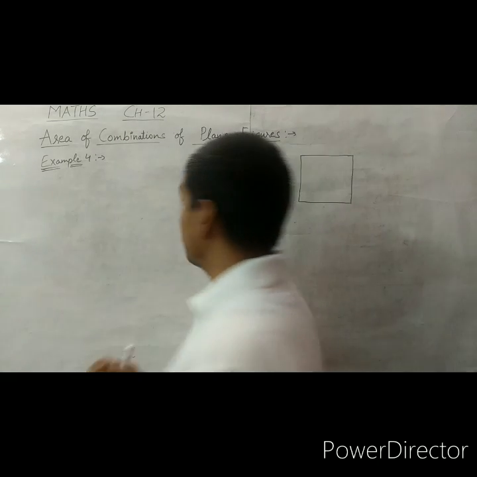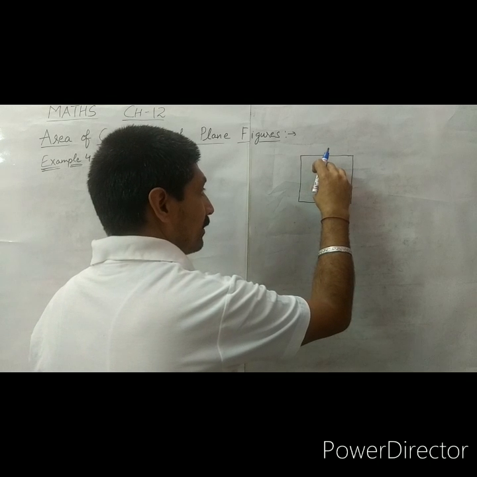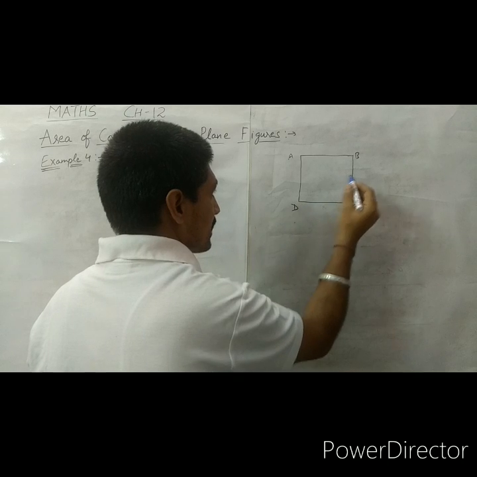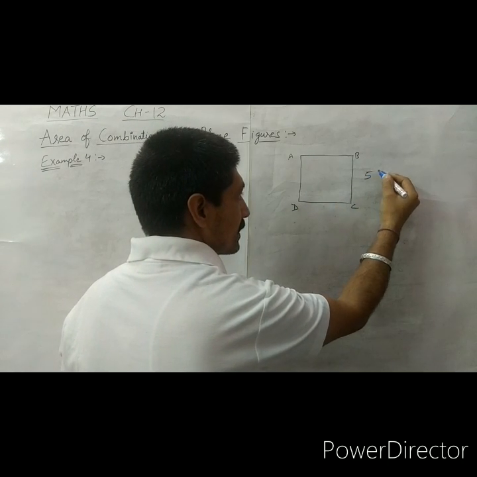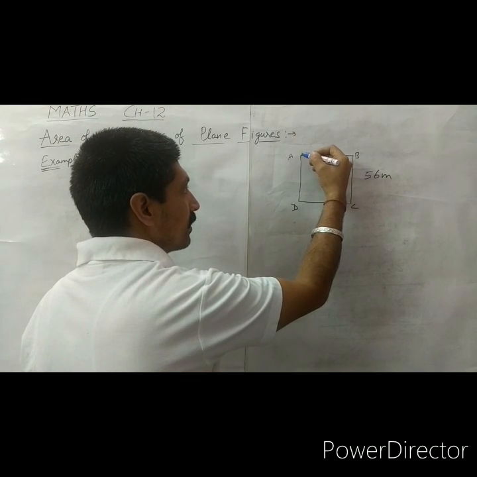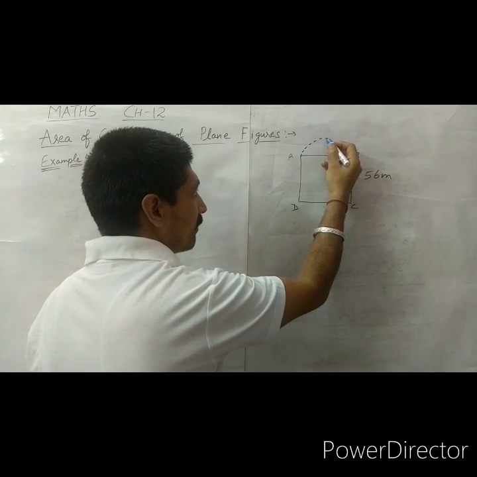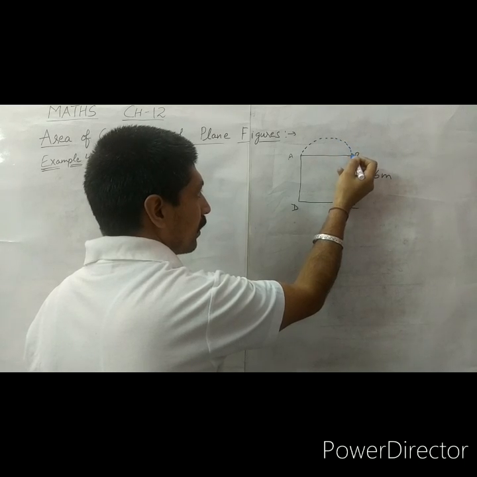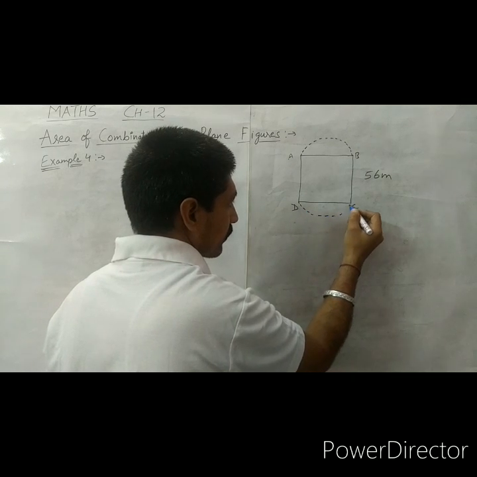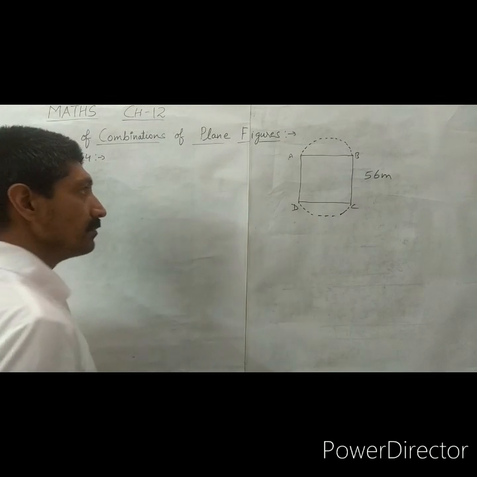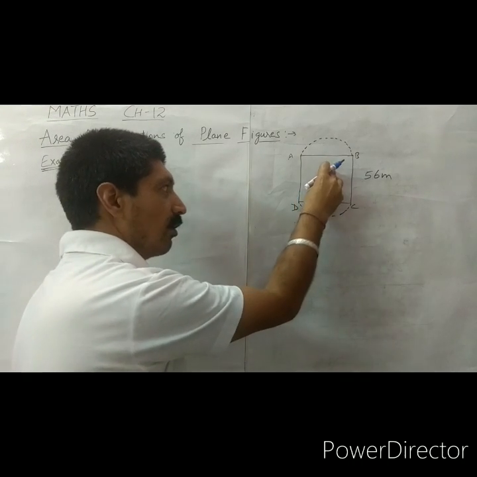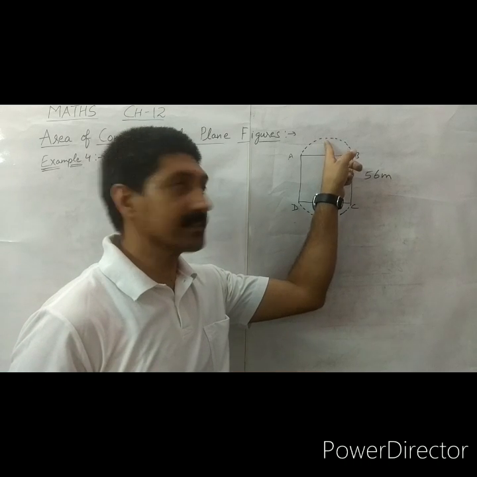Here in example 4, a square bed is given, A, B, C, D. The side of the square is 56 meter, and along its two sides we have a flower bed along the sides. Now here in the question we need to find the area of this square lawn and these two flower beds.